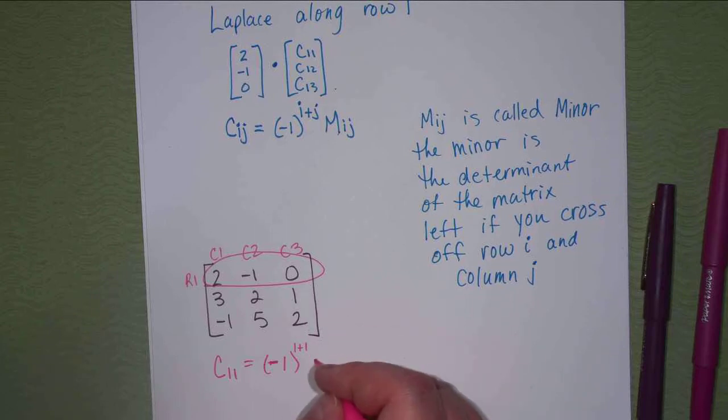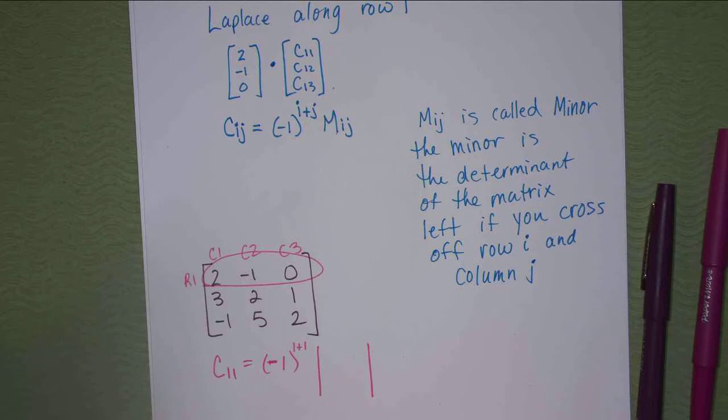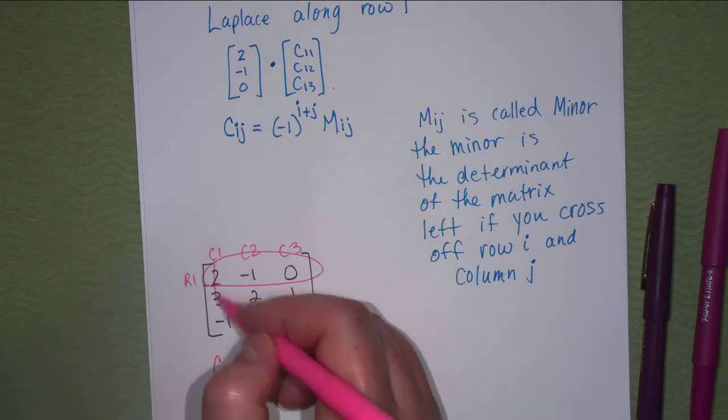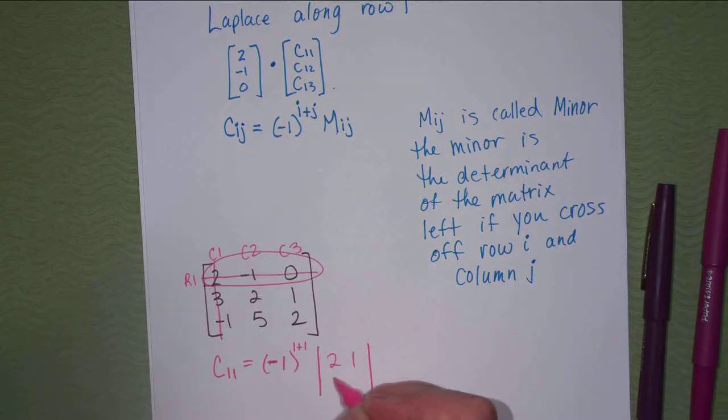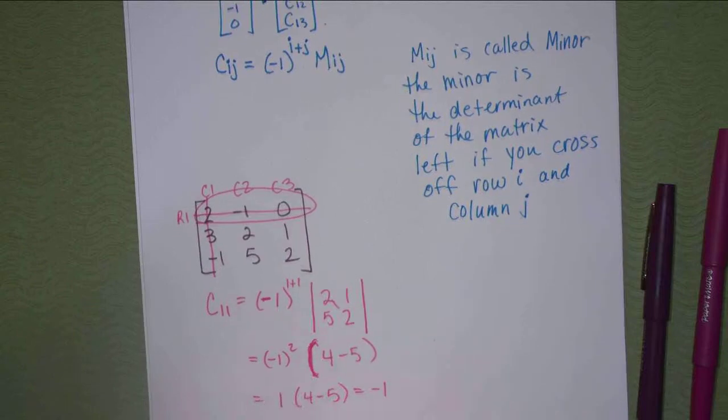And then our minor, I'm going to put a straight line for determinant instead of writing DET. The determinant of the matrix found by crossing off that row and column. So if I cross off that row and column, I have 2, 1, 5, 2 left, and we know how to find the determinant of that. So this would be negative 1 squared, which is just 1, times 4 minus 5. So 1 times 4 minus 5 is negative 1. So C11 is negative 1.